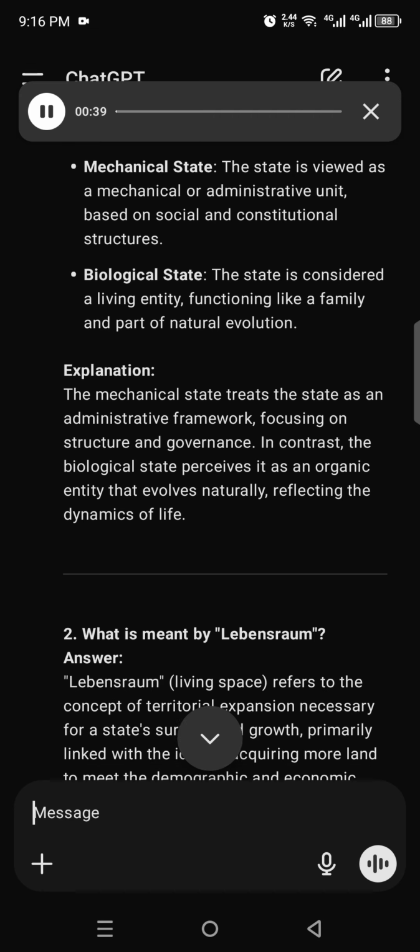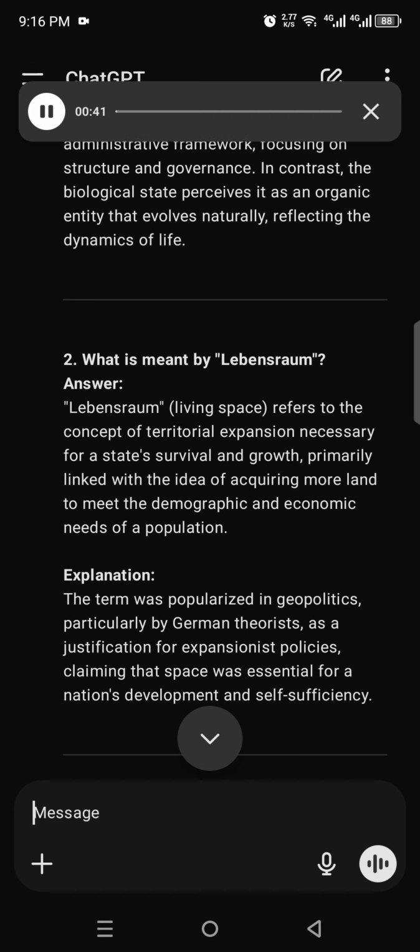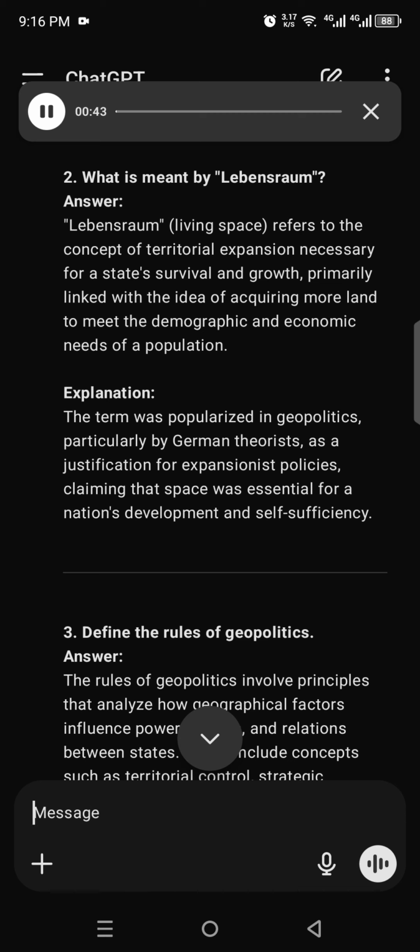2. What is meant by Lebensraum? Answer. Lebensraum, living space, refers to the concept of territorial expansion necessary for a state's survival and growth, primarily linked with the idea of acquiring more land to meet the demographic and economic needs of a population.